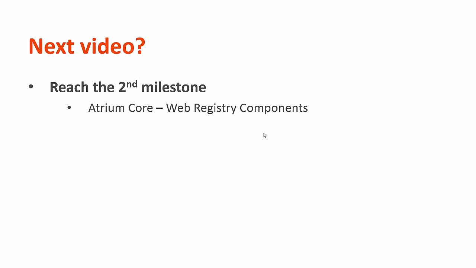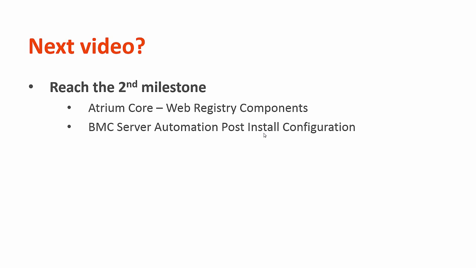So here's what we're going to do in our next video, and it's going to be reasonably short. We're going to hit our next major milestone. We must start and finish installing the following products before we do anything else: Atrium Core Web Registry components and the post-install configuration for BMC Server Automation and Atrium Orchestrator.